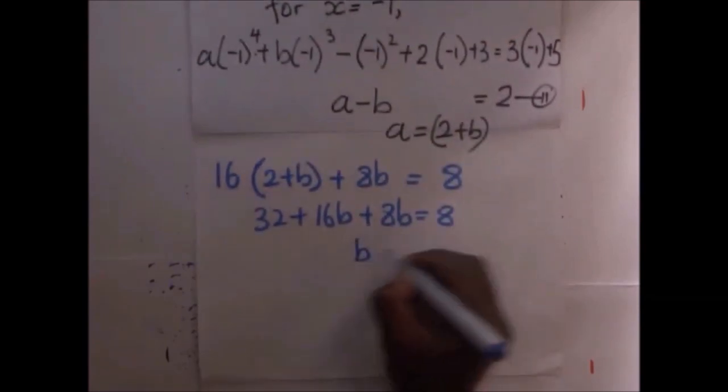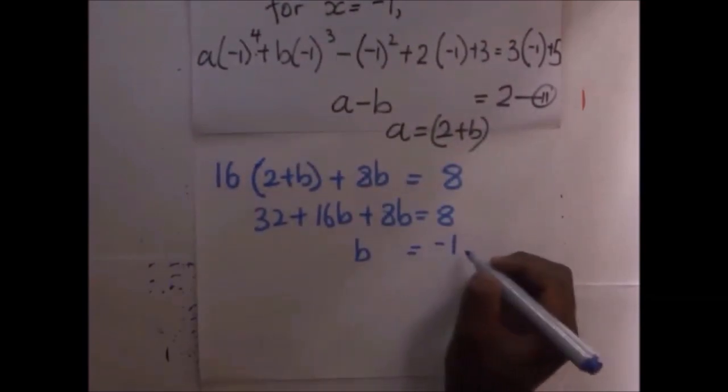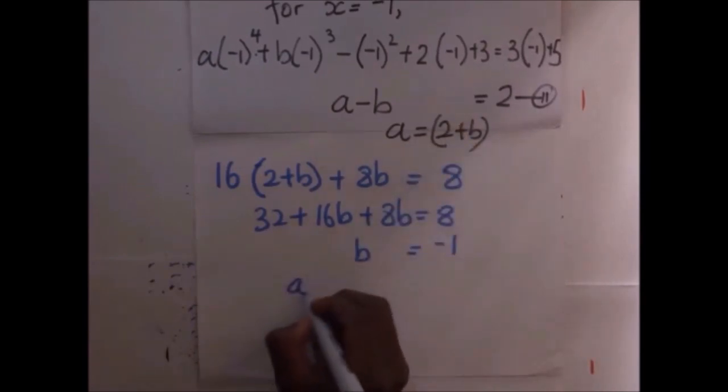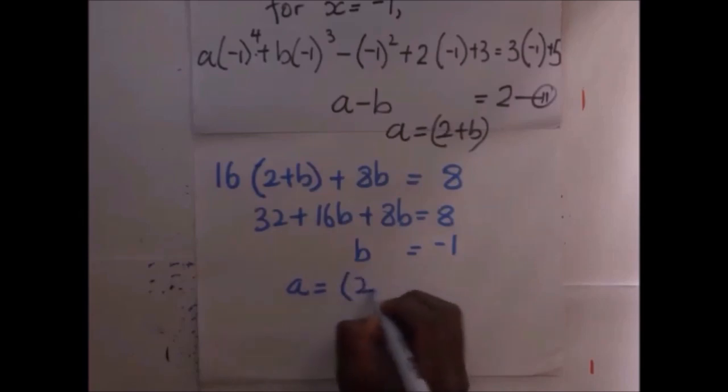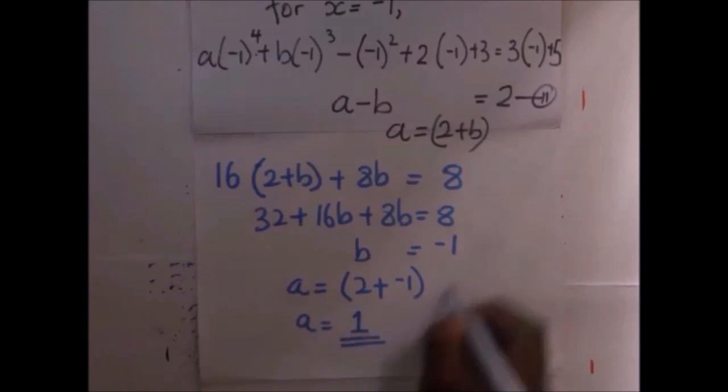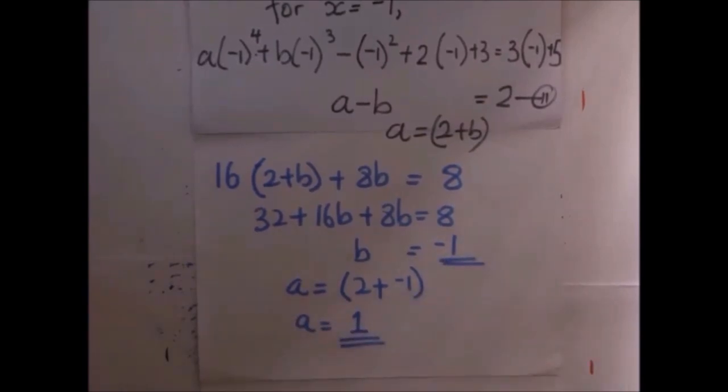So here we shall end up with our value of b as negative 1. When we substitute our value of b in this expression, we shall get our value of a as 2 plus b, which is 2 plus negative 1, which is 1. So our value of a is 1, our value of b is negative 1.